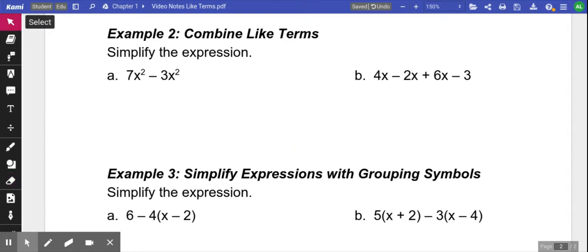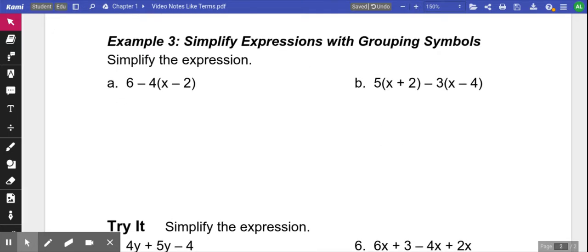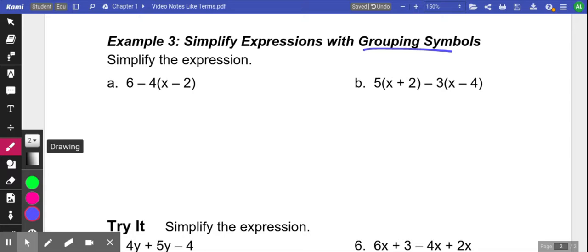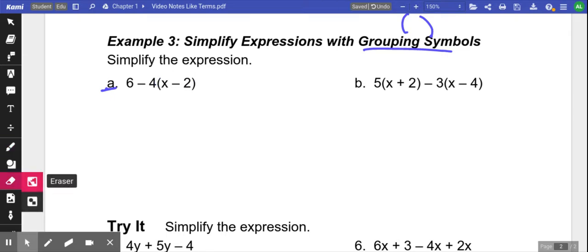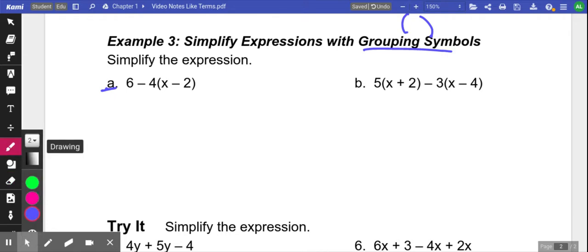Now we've got some like terms and we have grouping symbols. By grouping symbols, it just means parentheses. When we see those parentheses, we know we need to distribute. So over here on letter A, we have 6 minus 4 times this x minus 2. We need to be very careful when we're distributing here. We're not just going to distribute a 4. We want to remember we're distributing a negative 4 here. So we're distributing negative 4 to x and negative 4 to this negative 2.